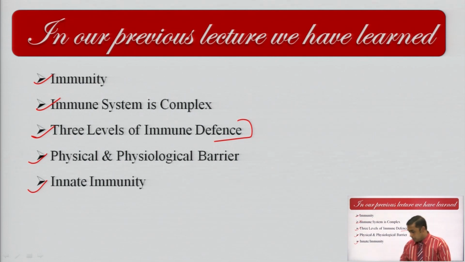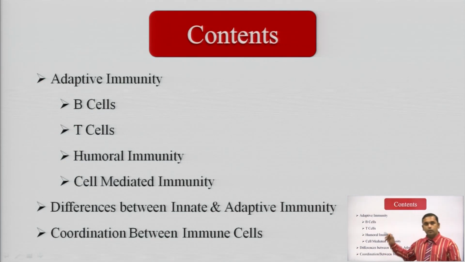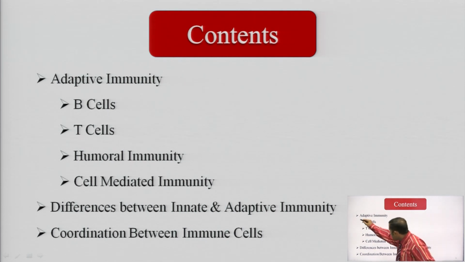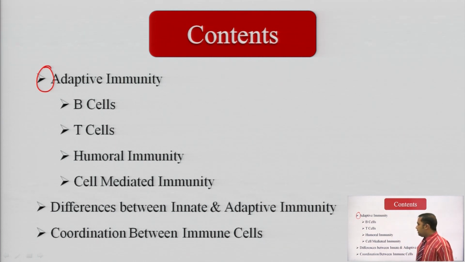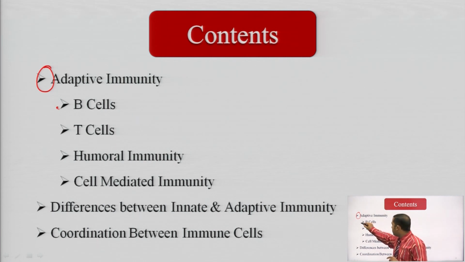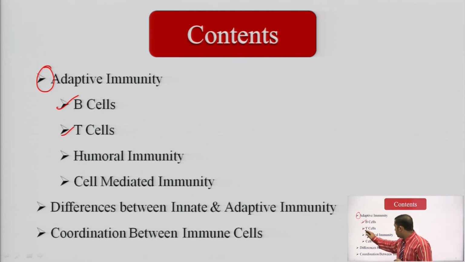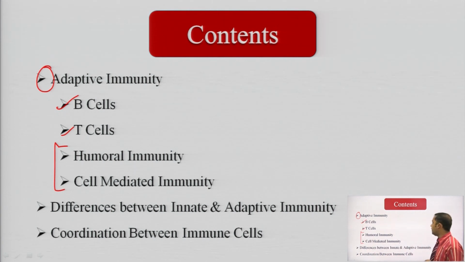Now, in today's lecture, I am going to tell you about the adaptive immune system. I have categorized the adaptive immune system in this manner. First, I will tell you what adaptive immunity is. Adaptive immunity works because of two different kinds of cells, B cells and T cells, and because of the presence of B cells and T cells, we get these kinds of immunity, humoral or cell mediated immunity.